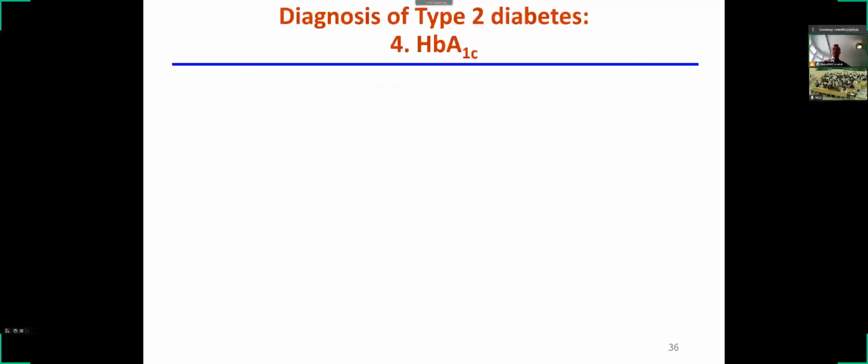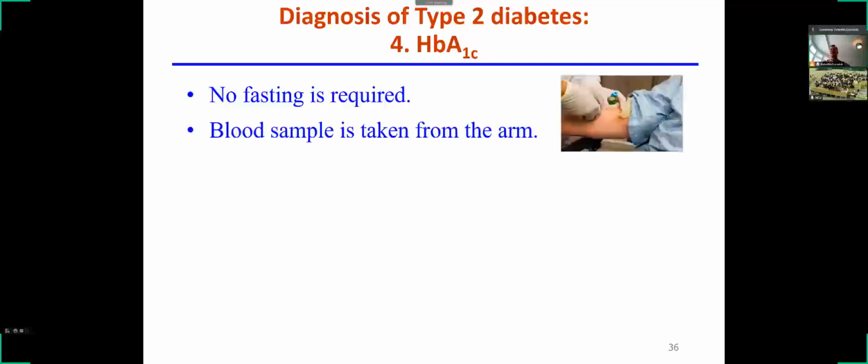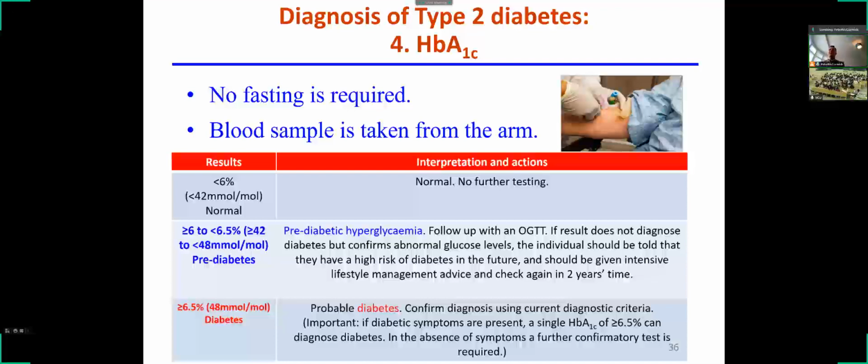It's called the A1C or HbA1c. The advantage of this particular assay is it doesn't require fasting, and so the blood is taken from the arm, and typically A1C levels are measured. If it's below 42 millimolars, or 6%, you have normal levels. No further testing.